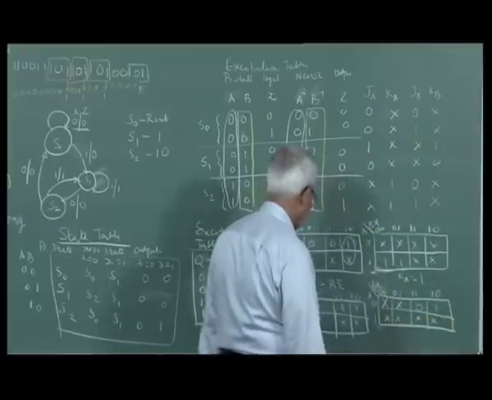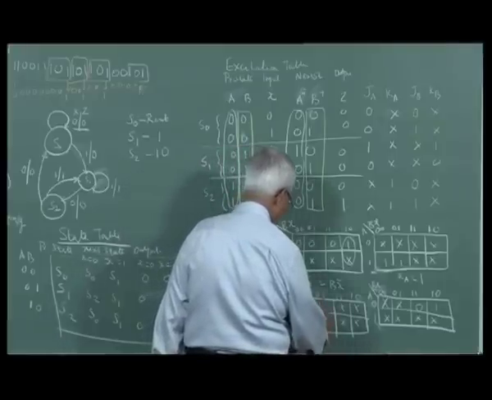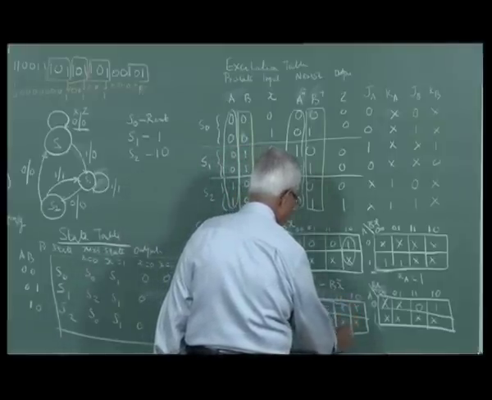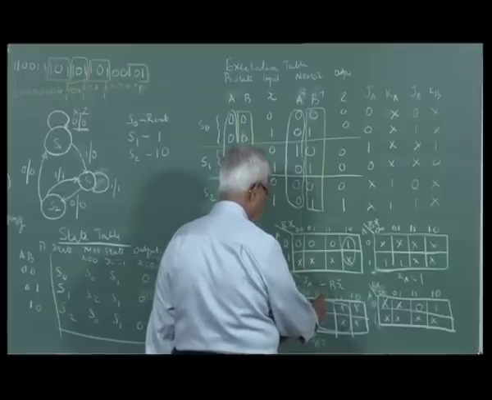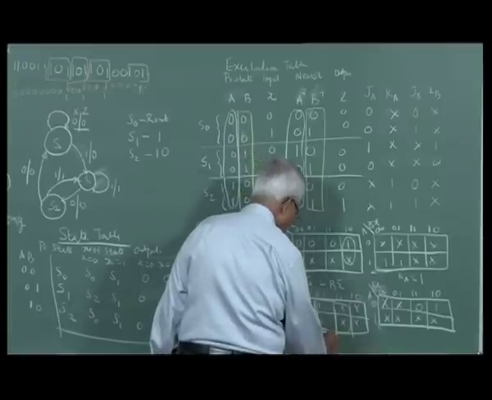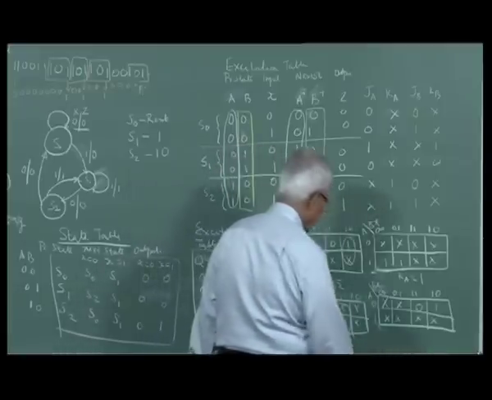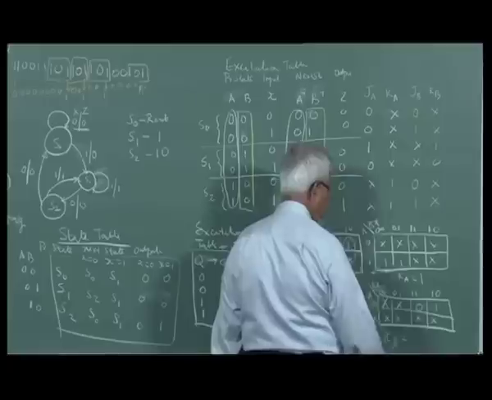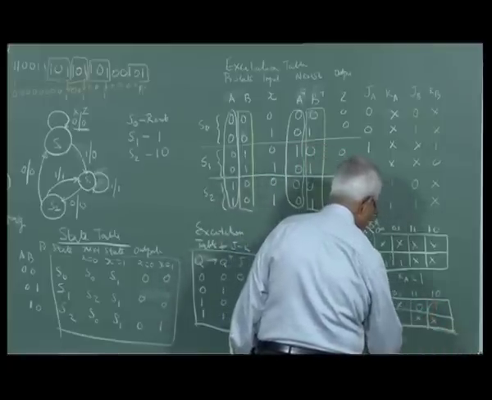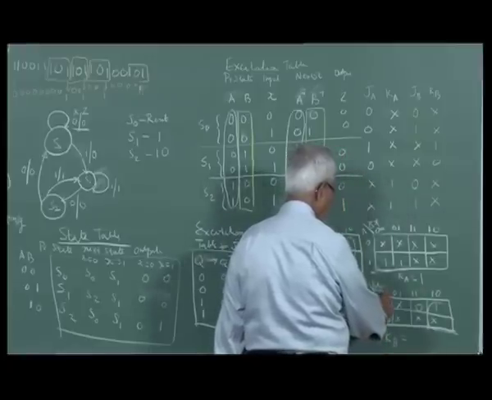So JB is nothing but this, which is X. KB is nothing but X bar.